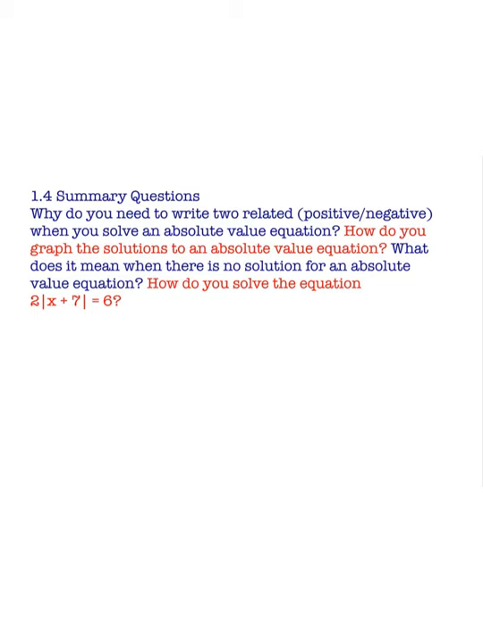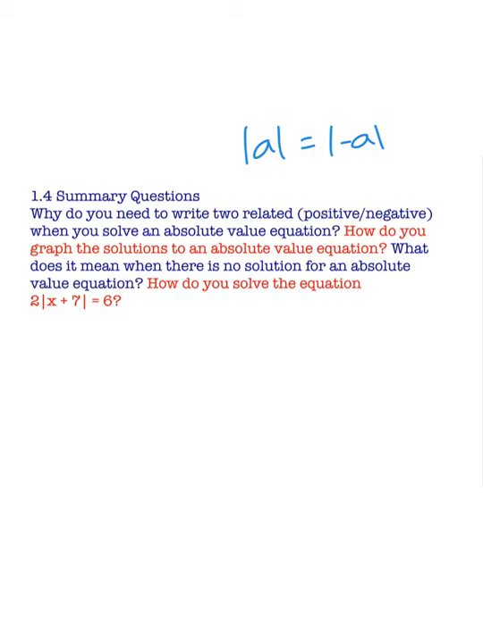All right, let's wrap up 1.4 with some summary questions. First question, why do you need to write two related equations when you solve an absolute value equation? Well, because what's inside an absolute value could be positive or it could be negative. So we need to write both the positive equation and the negative equation to get that absolute value answer.